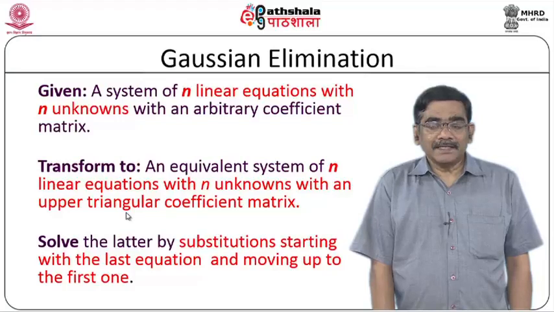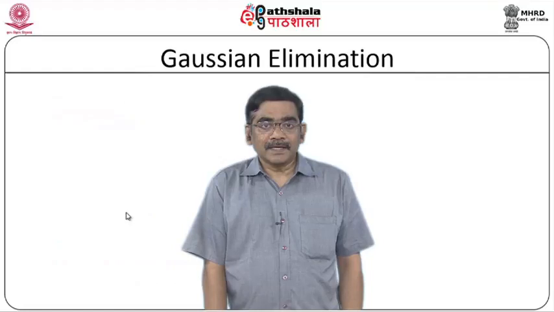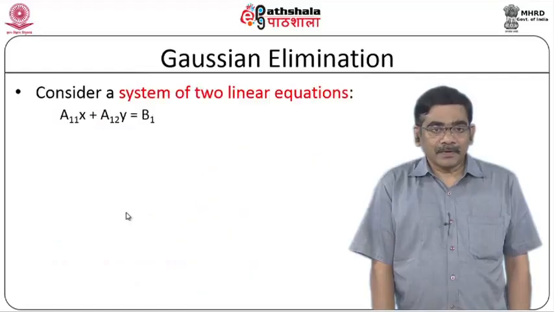So, the strategy is like this: whenever we have to find a solution for inverses, we try to transform that problem into some other problem using the method of Gaussian elimination, so that the problem will be amenable to solution. So, let us discuss Gaussian elimination.